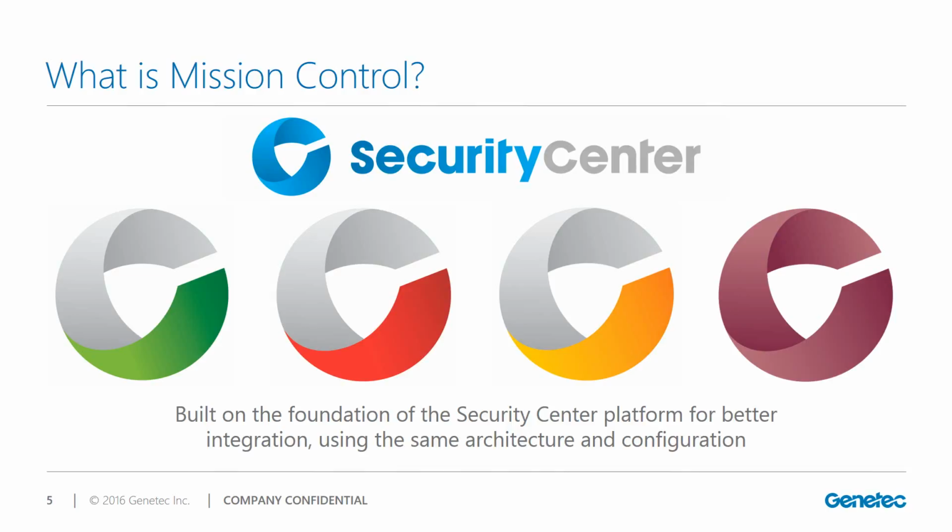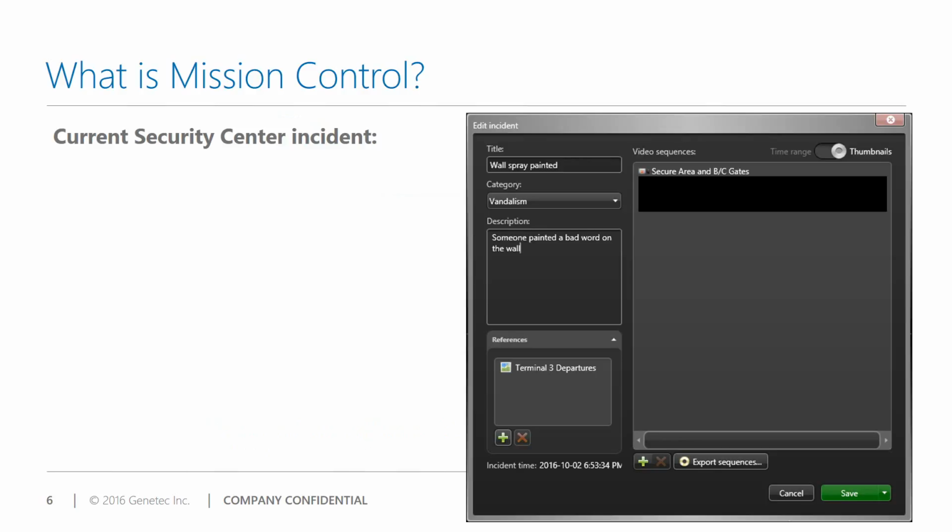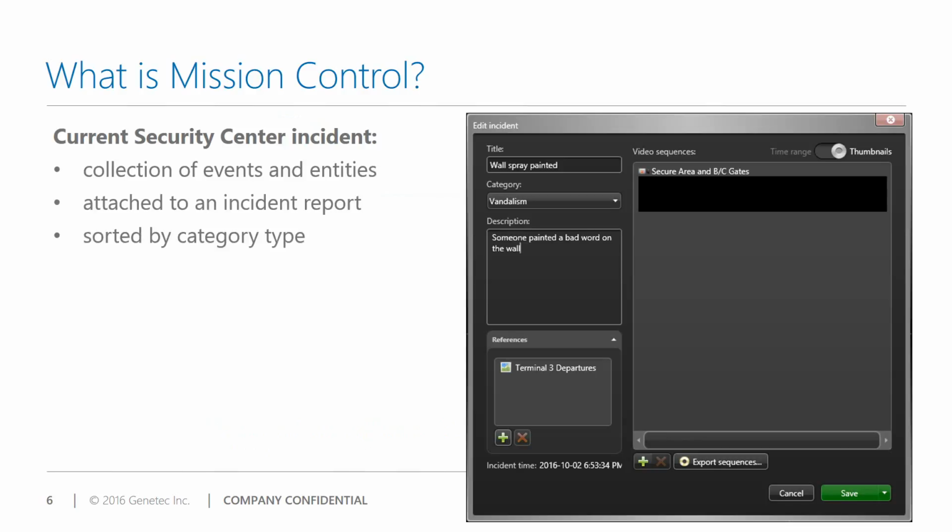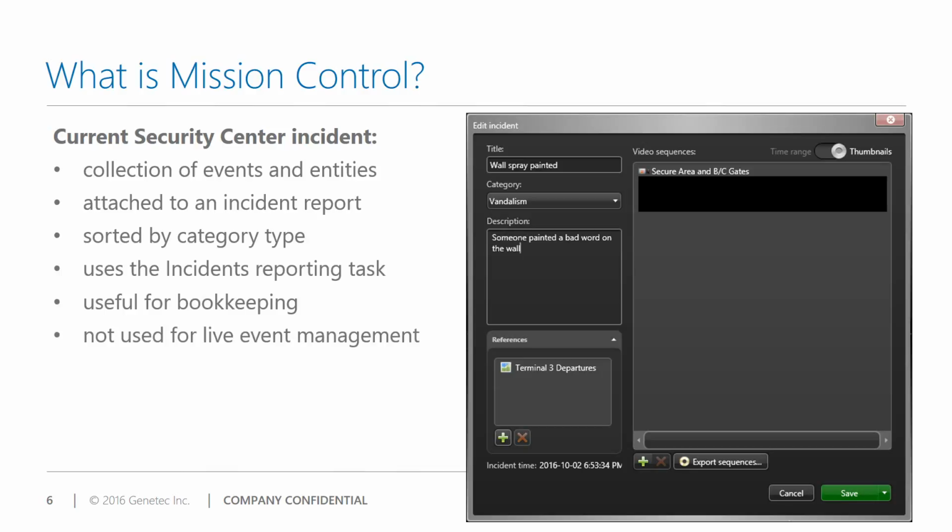We're going to talk a lot about incidents in this video series, so I just want to pause to talk about what we mean when we use that term and clarify the difference from the existing use of the term in Security Center. Currently, an incident is a collection of events and entities, such as specific cameras and doors, that are attached to an incident report and sorted under a category. These incidents can be searched for later using the Incidents task, where we can filter the report based on some of the information provided, such as the category or one of the attached reference entities. While useful, these type of incidents have more of a bookkeeping functionality and are not as useful for actually managing what to do while there's an ongoing security event happening on site.